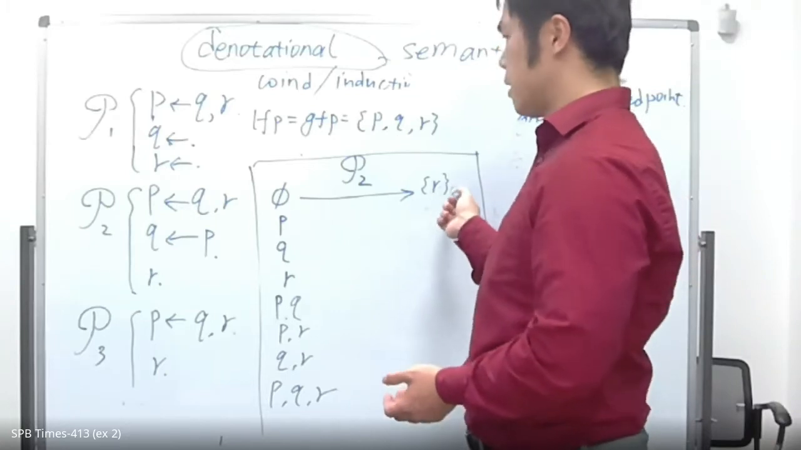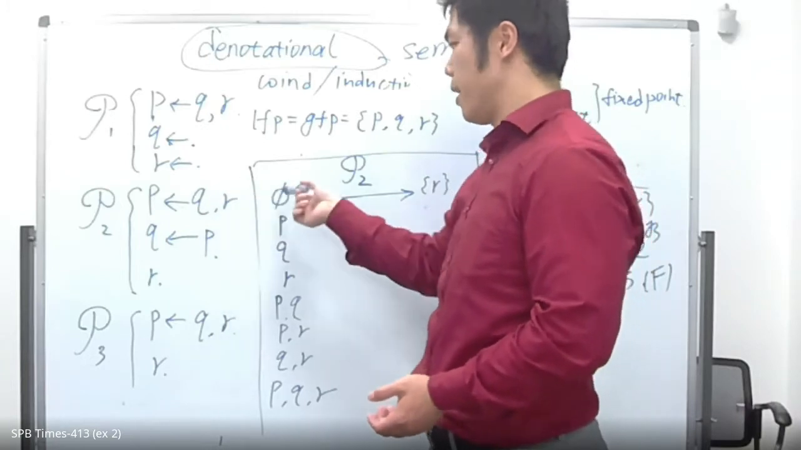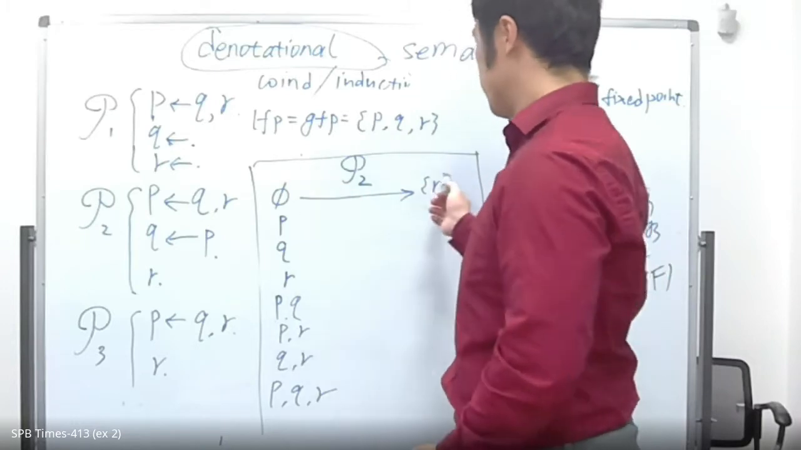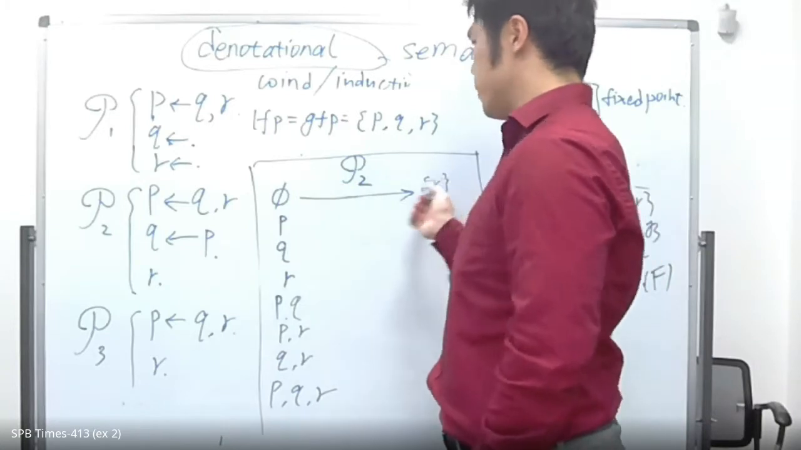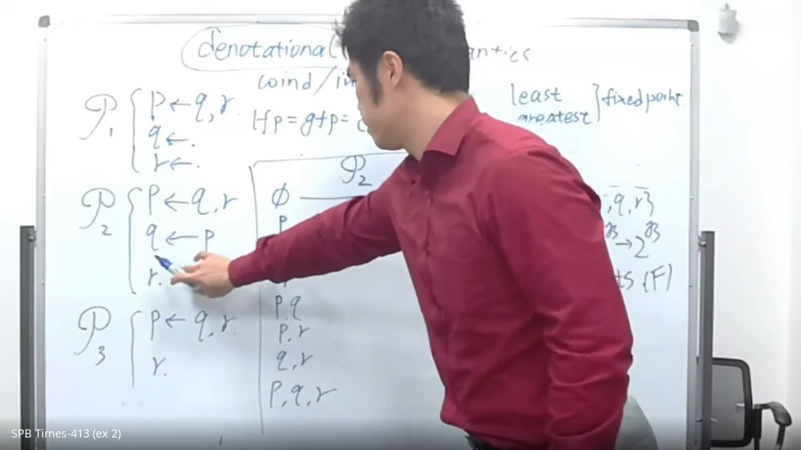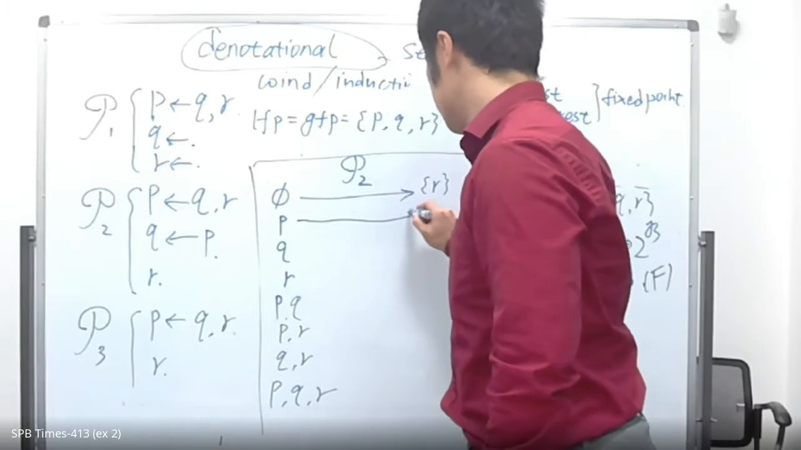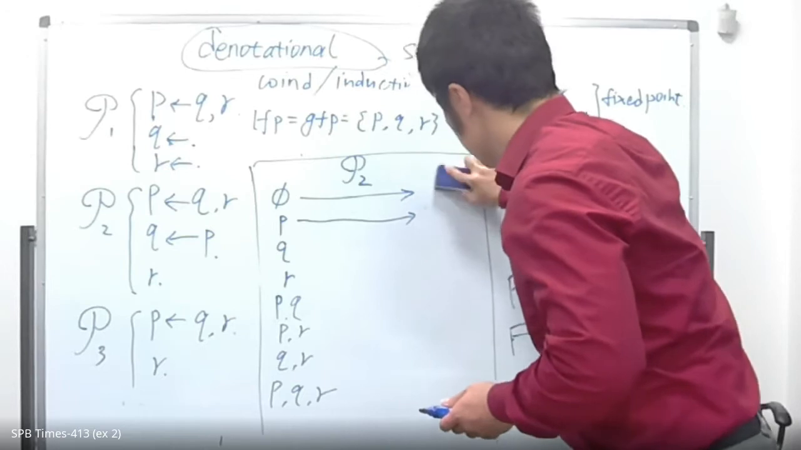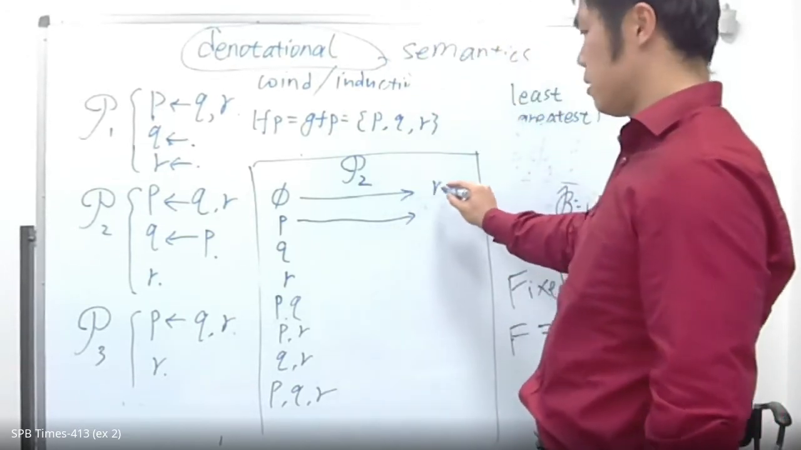P is not in the result because the empty set has no Q and R, because Q and R are not in the empty set. Q is not in the result because P is not in the input. And R is in the result because it's a fact. For this one, just omit the braces and write that the empty set is mapped to the singleton set that contains R.